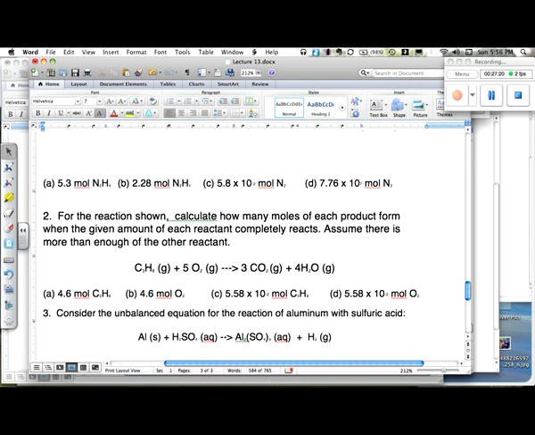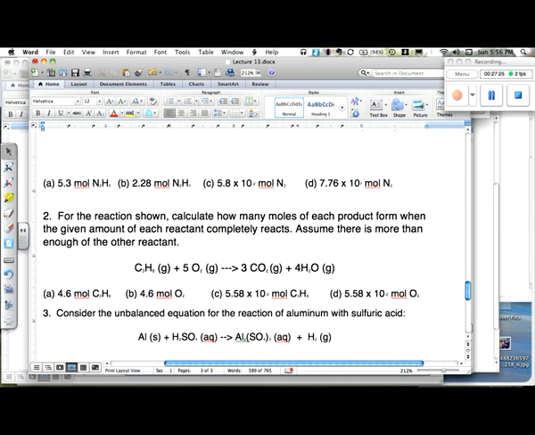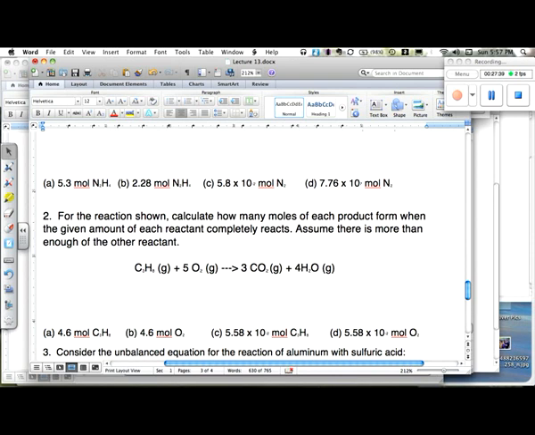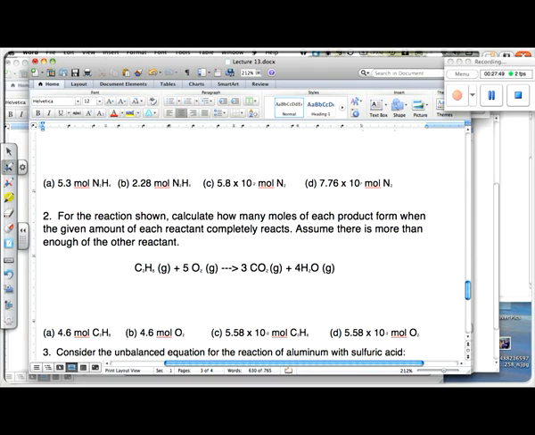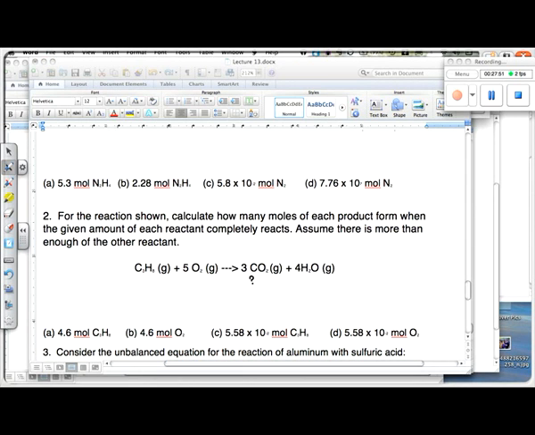All right, for the reaction shown, calculate how many moles of each product form when the given amount of each reactant completely reacts. And then they have this statement: assume there's more than enough of the other reactant, so don't worry about that. Has to do with limiting reactants, and we'll deal with that in the next lecture. All right, so A, for how many moles of each product is my question. So let me go ahead and put that in. So question mark moles, question mark moles.